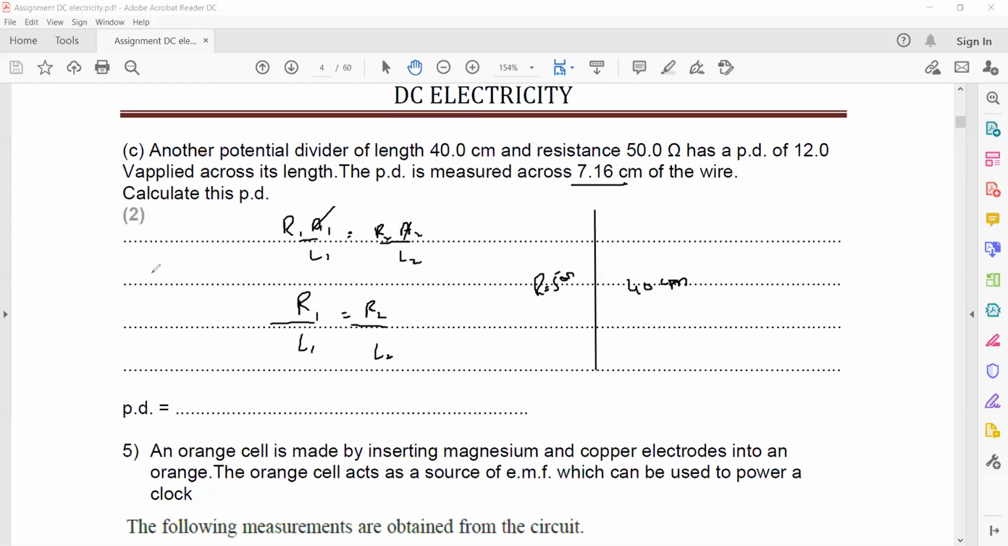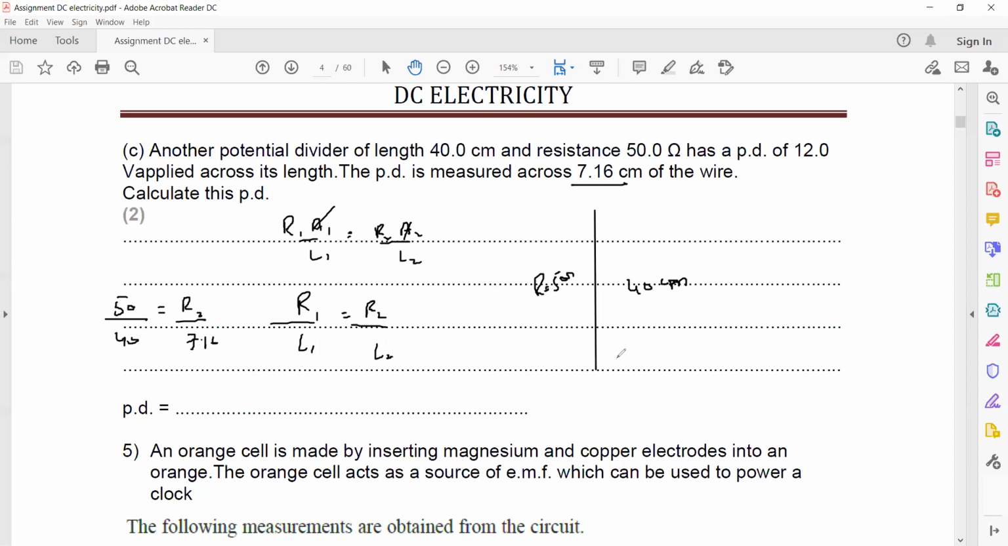R1 is the first resistance. The total, you can take like the total resistance, which is 50. The length one is for 40 centimeter. R2 we don't know, and for length it is 7.16. So 50 into 7.16 divided by 40. This will provide us the resistance.